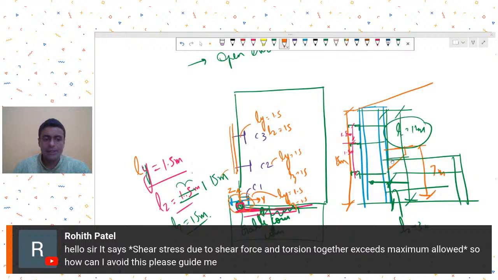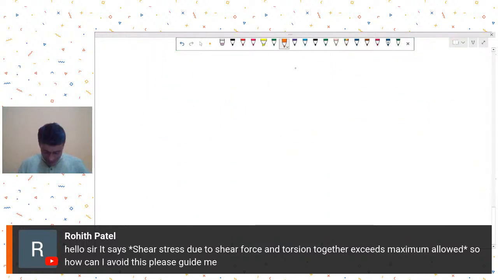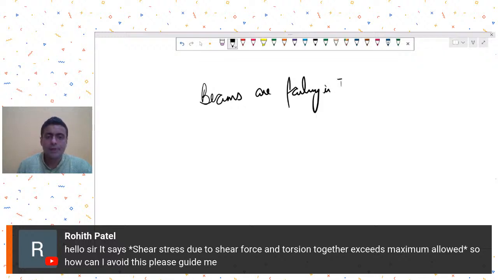Engineer Rohit Patel is saying shear stress due to... Okay, so he had shared one query a couple of days ago where mostly what happens is that if you do ETABS design, then you must have observed this, that many times the beams are failing in torsion. I don't know if you have observed it if you are working on ETABS beam design. So in outputs, you often see this thing happening.